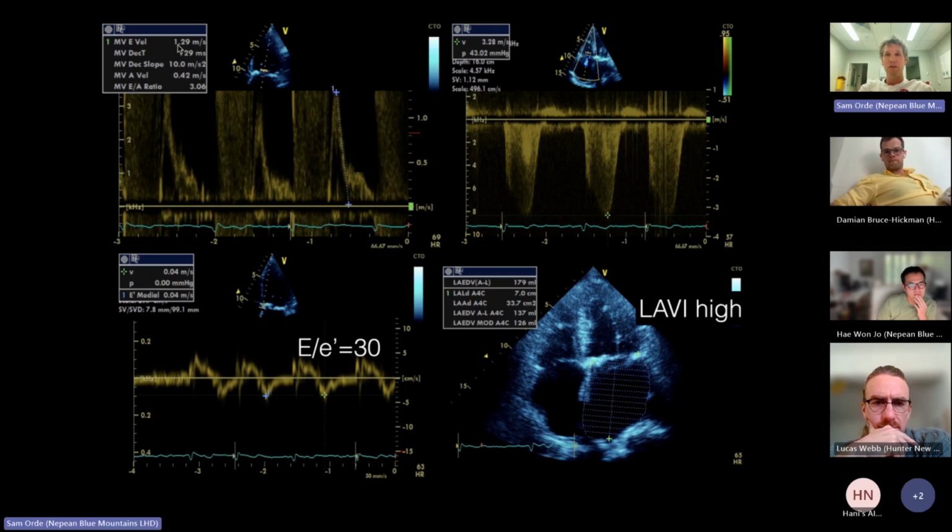So yeah, it can be hard to try. And the E to A ratio doesn't work quite so well. The E to E prime I don't find works quite so well, particularly if you've got mitral annular calcification.